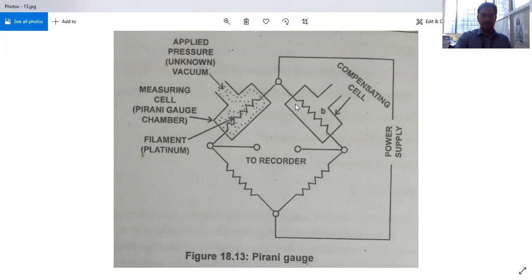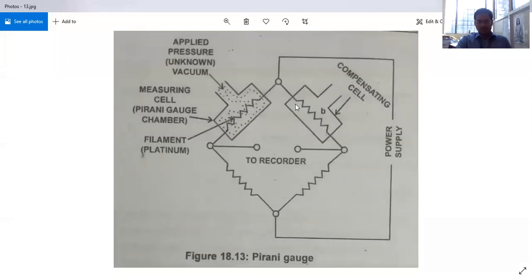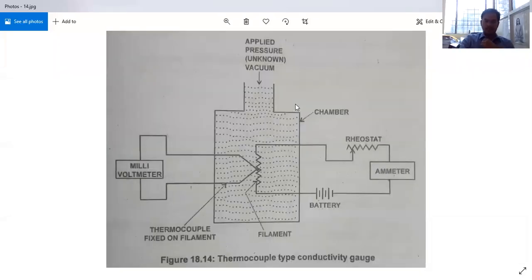In the previous video, we have seen the Pirani gauge and the McLeod vacuum pressure gauge. Now we will see the thermocouple type conductivity gauge. It is one of the types of thermal conductivity gauges. Thermal conductivity means the amount of heat, or the disturbance, conducted from one point to the other point within a substance. That is thermal conductivity.